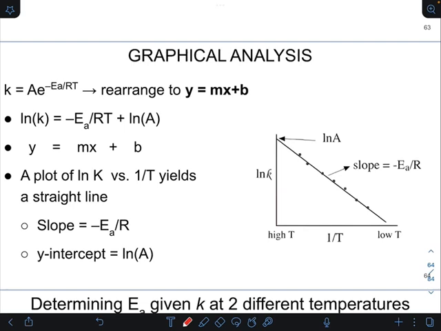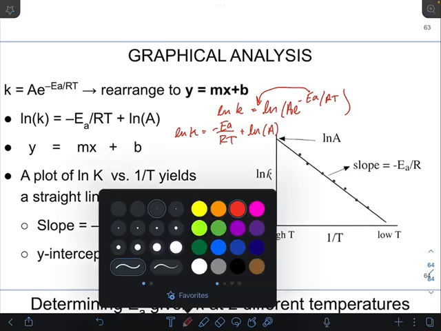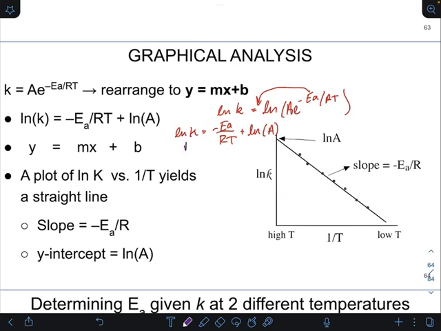So what we can do is take the natural log of both sides, and we get ln K equals ln A e to the negative Ea over RT. The exponent comes out in front, and we get ln K equals negative Ea over RT plus ln A. Okay, and this now looks like a linear equation. ln K is going to be our y variable.